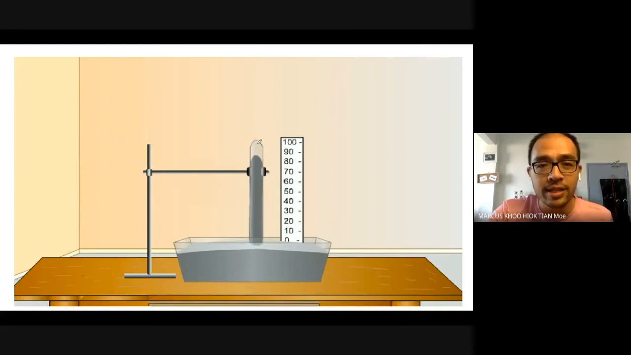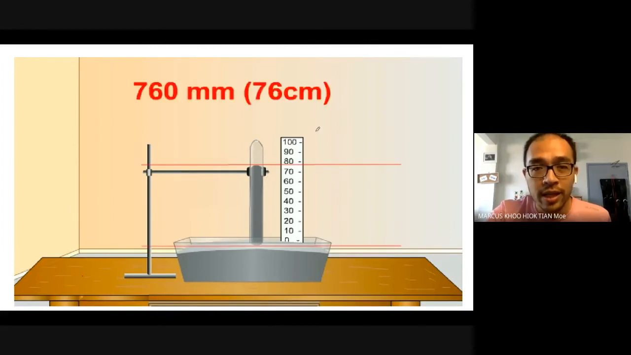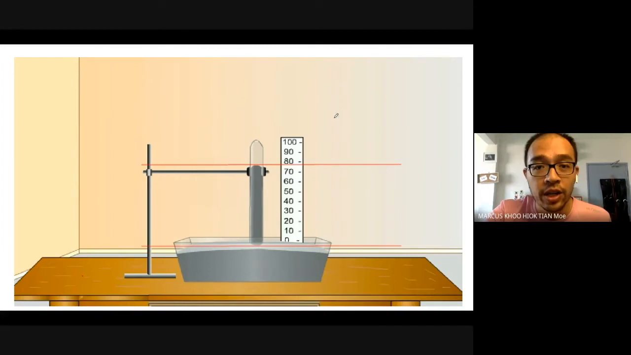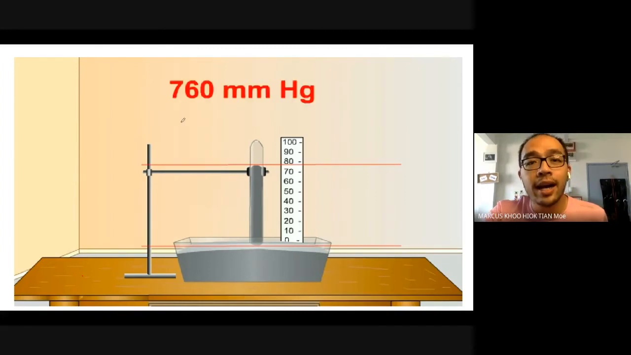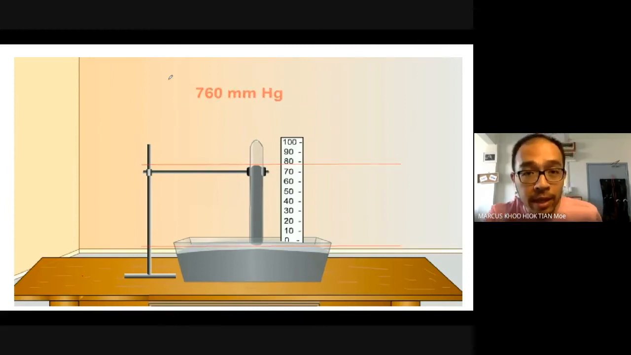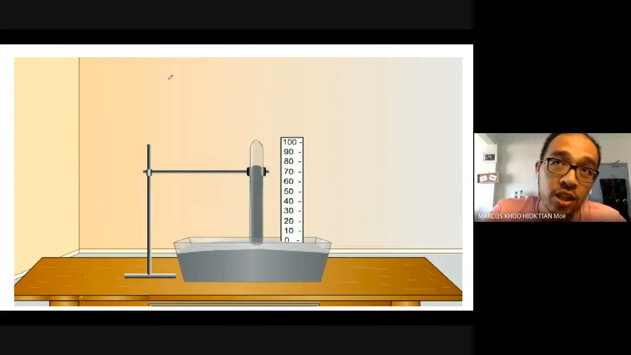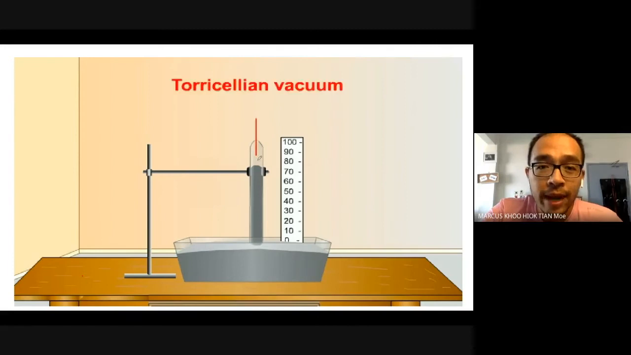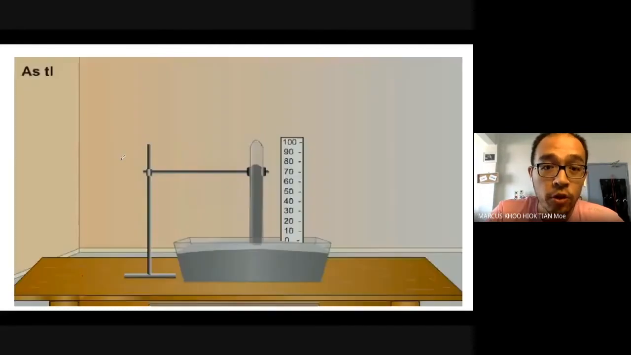What happens is the level of mercury will fall, and after that it will stop falling. The height from the surface to this point is about 760 millimeters or 76 centimeters. So we conclude that this is the atmospheric pressure, 760 millimeters Hg. Hg is the unit for mercury. This blank space is called a Torricellian vacuum because it was identified by the scientist Torricelli.